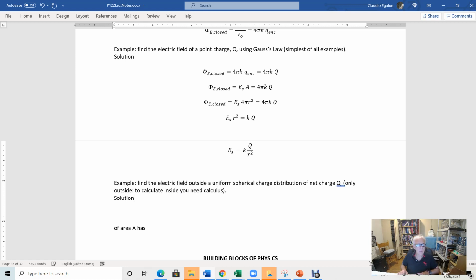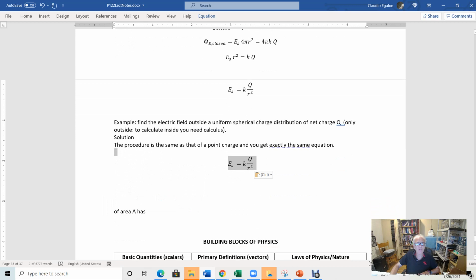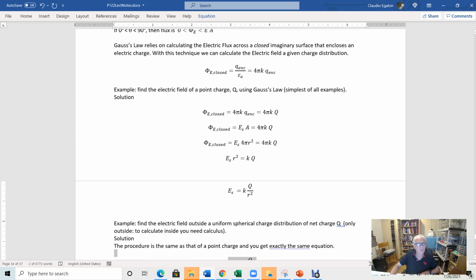Okay. Solution. You know, the procedure is the same as that of a point charge. And you get exactly the same equation. Okay, here you go. So for a spherical distribution of electric charges, the electric field outside it behaves just like that of a point charge. Example 1, example 2.